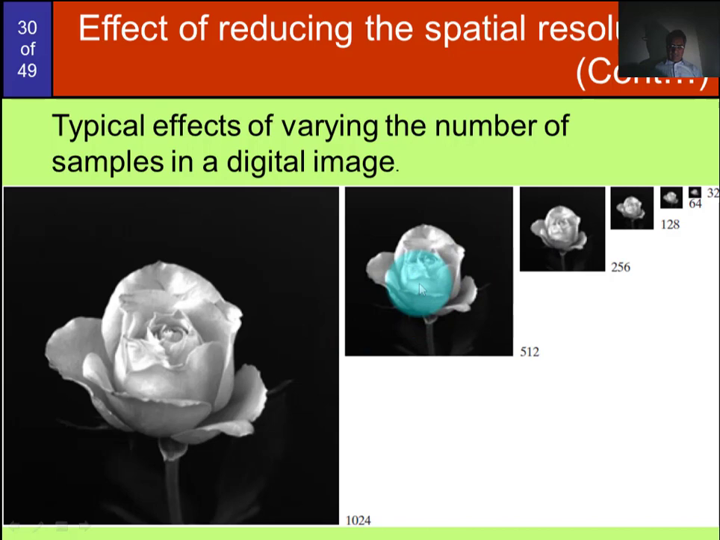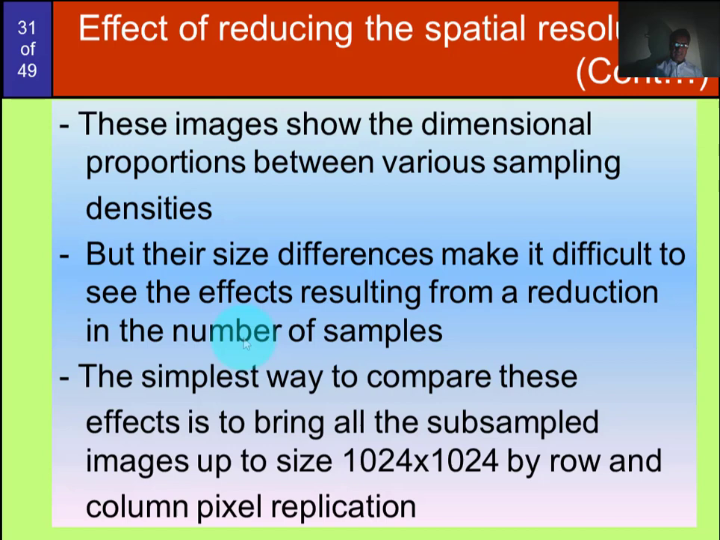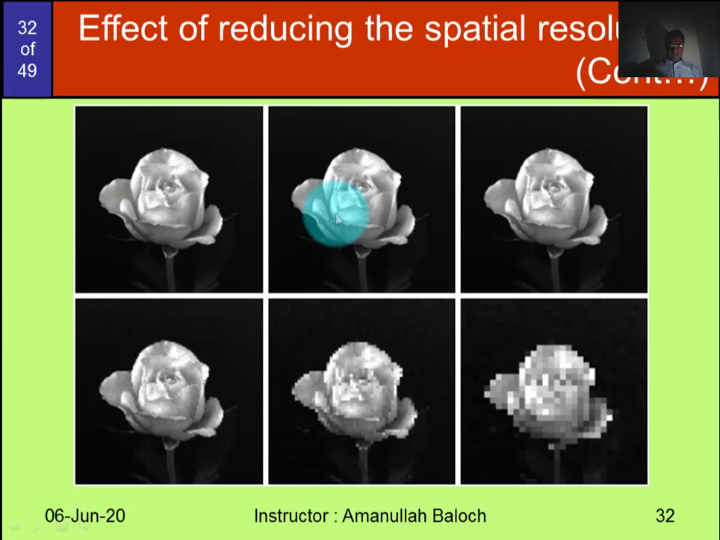When we convert this image into this size, you may observe the loss of information. When we convert this image into the original size, and when we convert this last 32-pixel image into the original size, you may clearly observe how much information has been lost. This one was the original image, 512 by 512, then 256 by 256, 128 by 128, 64 by 64, and 32 by 32.